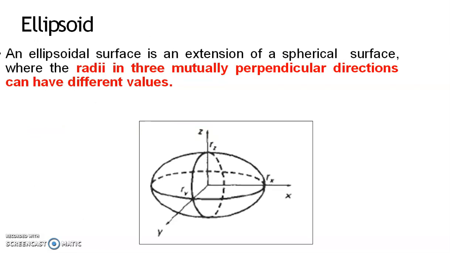It's an ellipsoidal surface which is the extension of the spherical surface. Here the radii Rx, Ry, Rz are of different values. This Rx is different from Ry, and it is different from Rz. Rx represents the radius in the x coordinate. Ry represents the radius in the y coordinate. Rz represents the radius in the z coordinate. All three values are different.